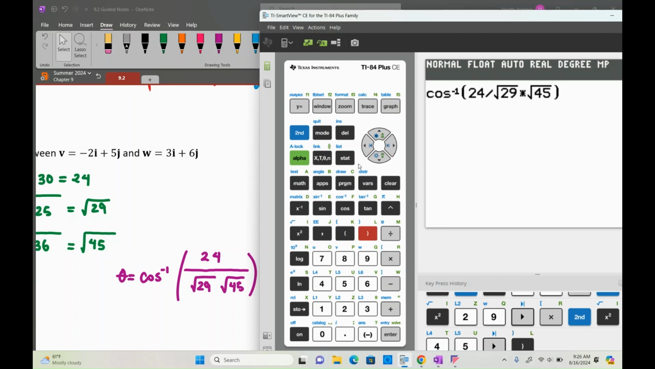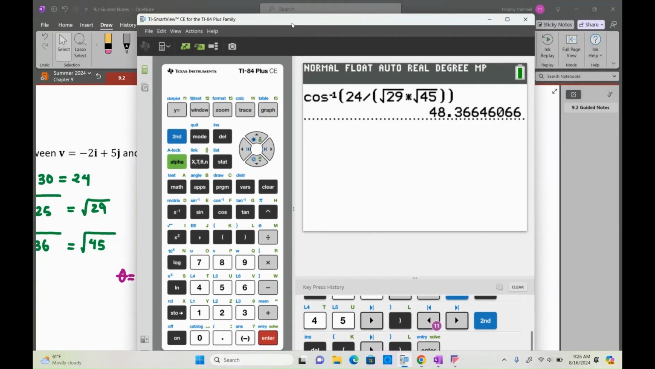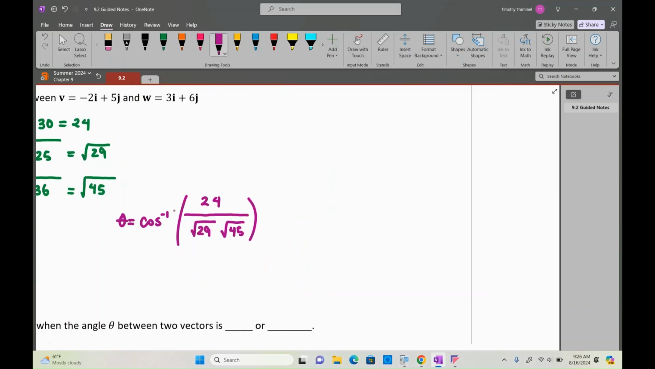I want to make sure that we divide by not just the square root of 29, but also the square root of 45. There we go. And then one last parenthesis. So it looks like we're getting here about 48.4 if we round to one decimal place.